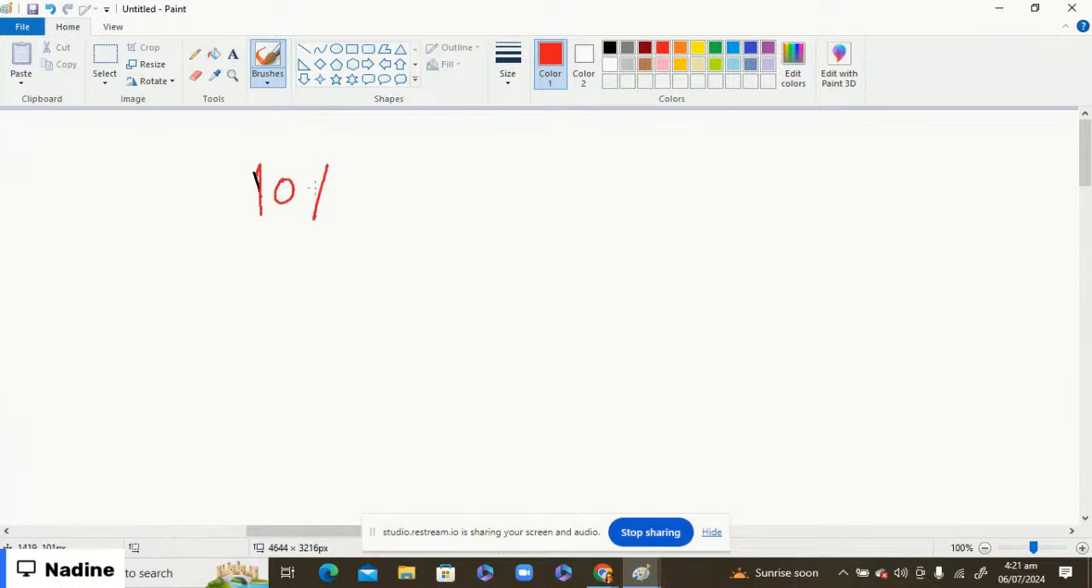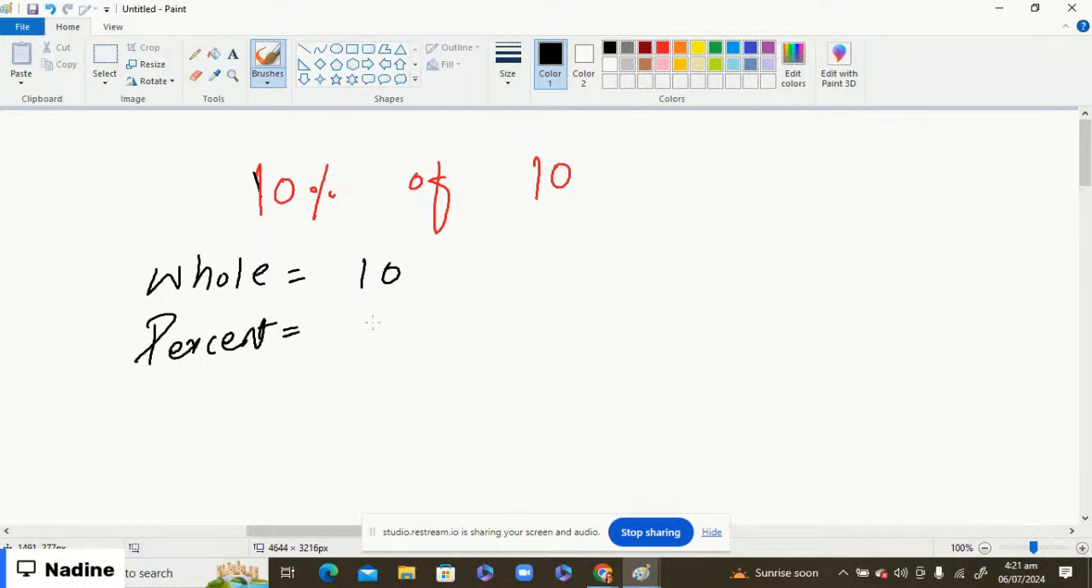So, 10% of 10. What is the part here? Not given. Okay, we are going to find out the part now. What is the whole? The whole number is 10. The percent number is given, that is 10%.